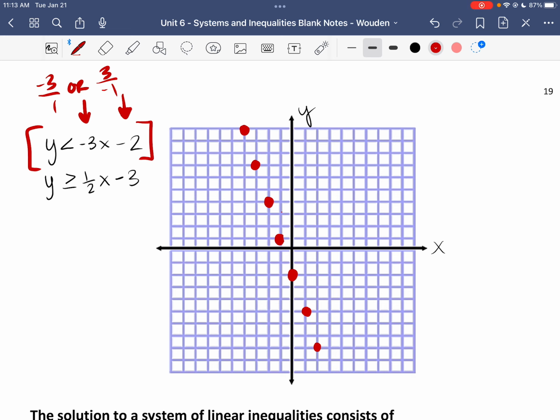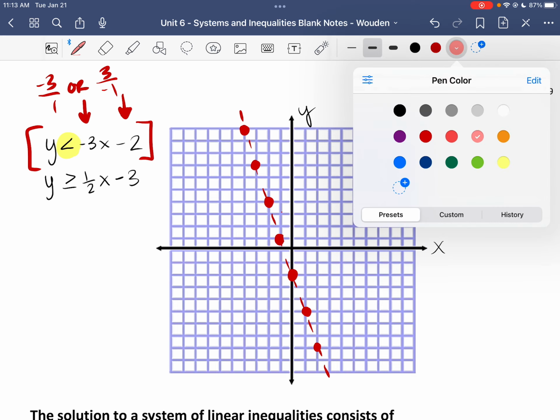Okay, here is my inequality. Now I need to decide if this is a solid line or a dashed line. So if we look right here at that less than sign, that tells us that it is going to be a dashed line. So I'm going to draw my dashed line. And yes, if you do not draw a dashed line, you will be wrong. Okay? So please make sure that you don't forget that.